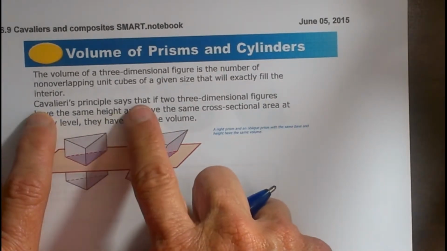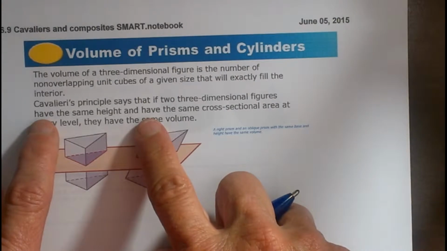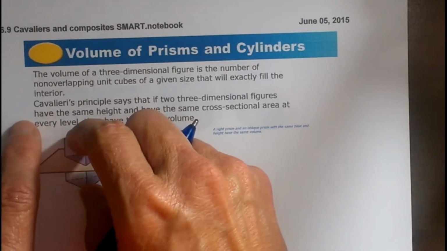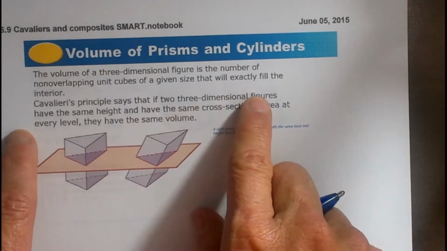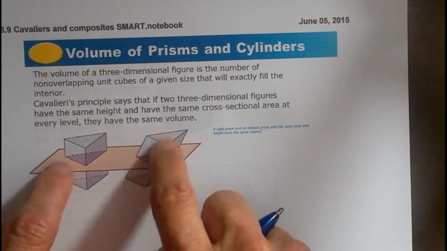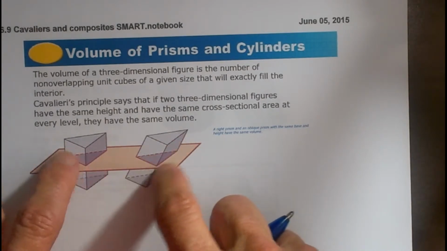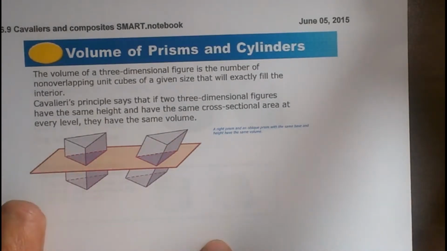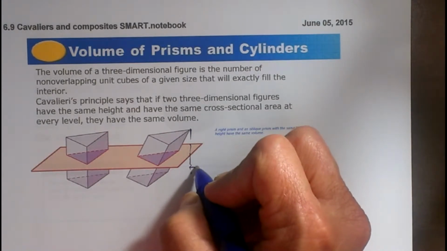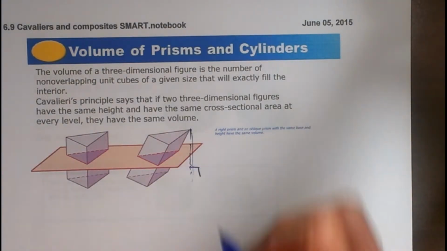And Cavalieri's principle says that if these two figures have the same height, so top to bottom, same height, and they have the same cross section, so their bases are the same size, then they have the same volume. So really, a slanted one, you treat exactly like one that's straight up and down. You just have to be careful to find this height, okay?